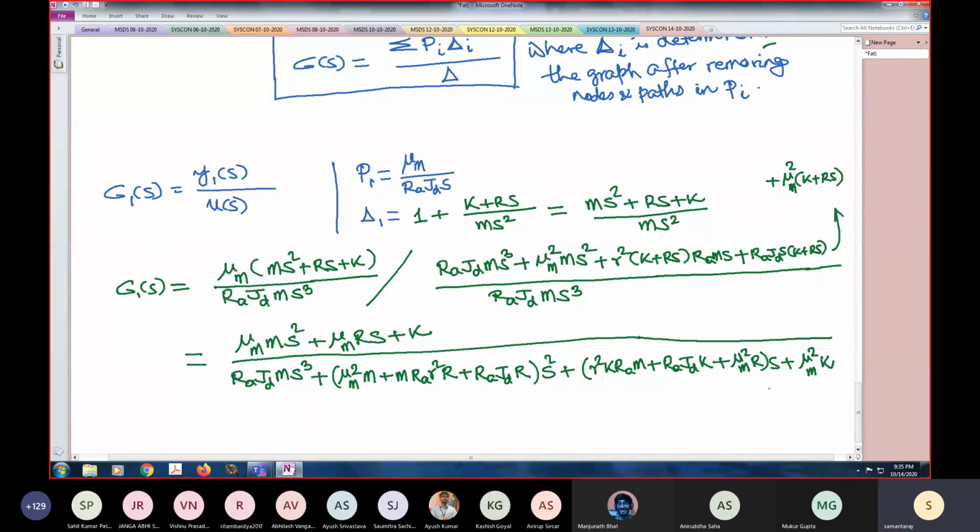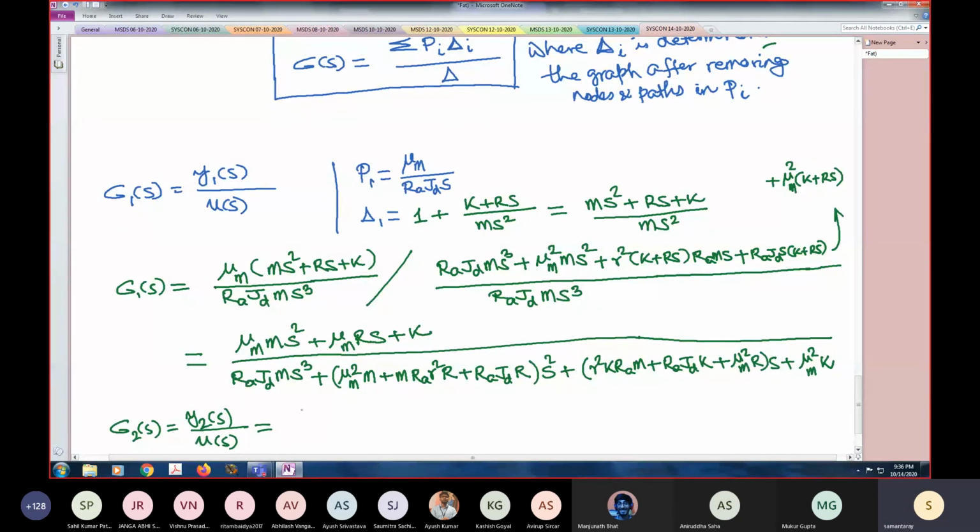The transfer function up to y2 is easy. Denominator will be same. G2s is equal to y2s by us.